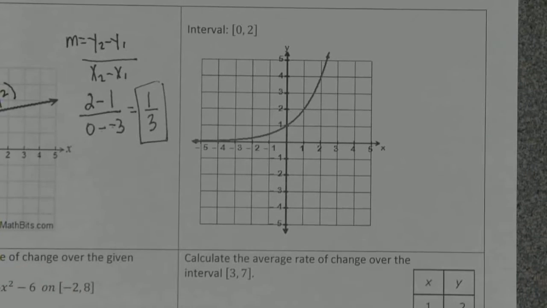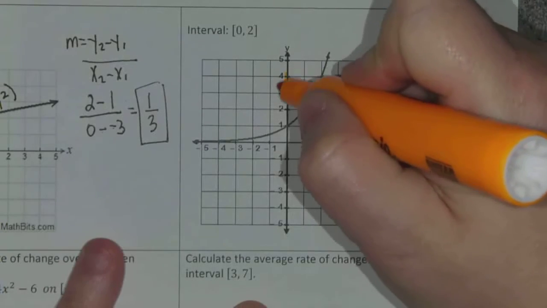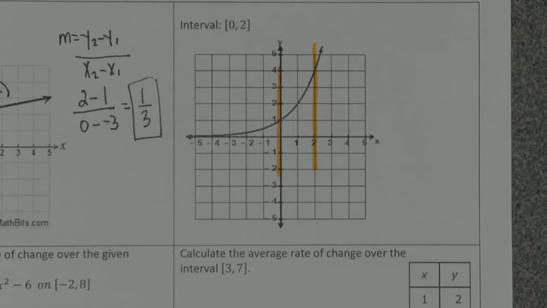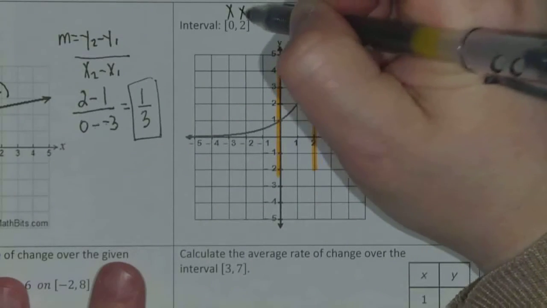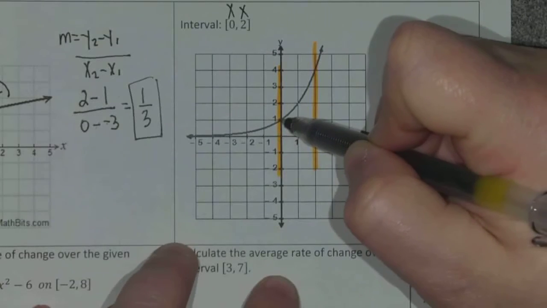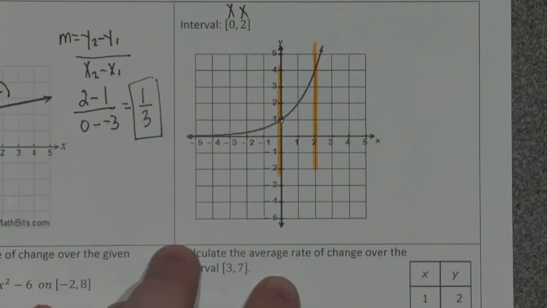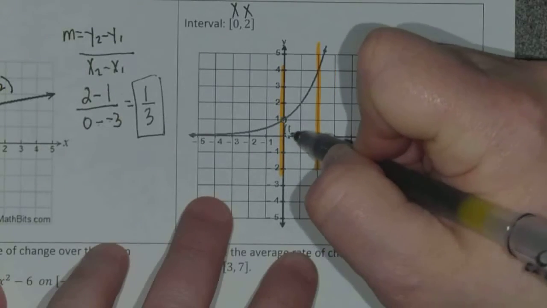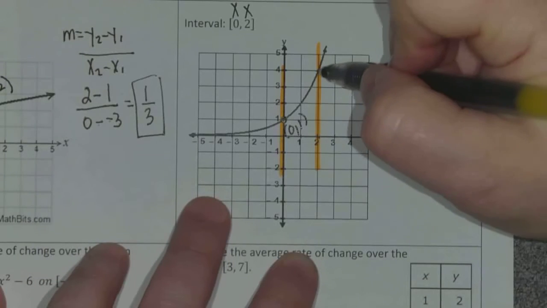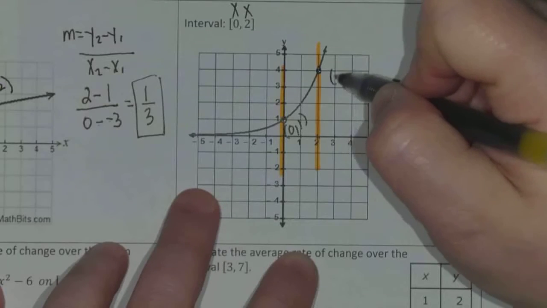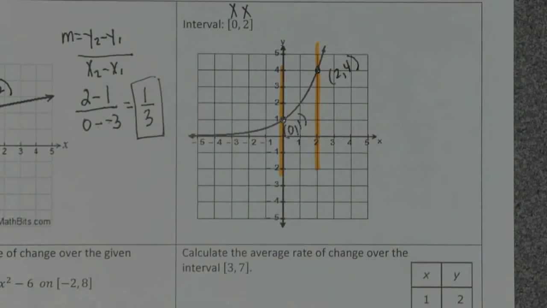All right, we're doing it again over here. Our interval is from 0 to 2. So our x value of 0, our x value of 2. So right here is the interval we're looking at. We're going to use these as our x values, and we're going to find our ordered pairs. Okay? So at 0, what's my ordered pair on my graph? 0, 1. Nice. And at 2, what's the ordered pair on the graph? 2, 4. Okay.